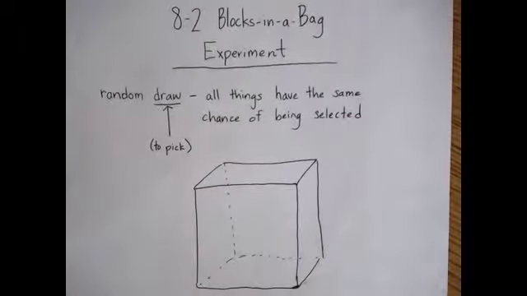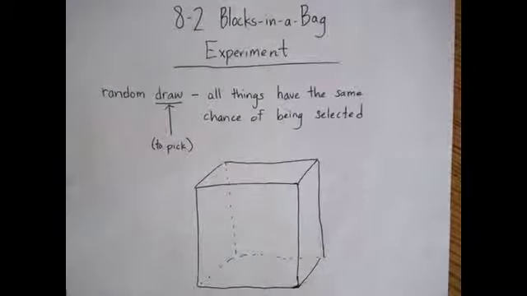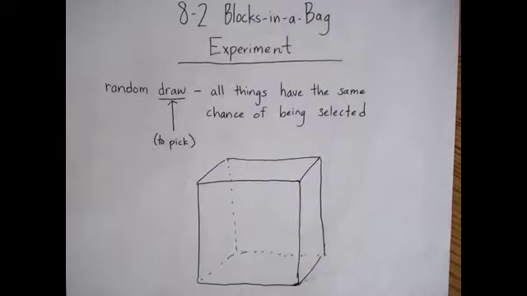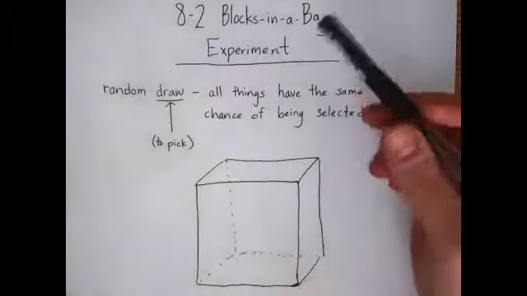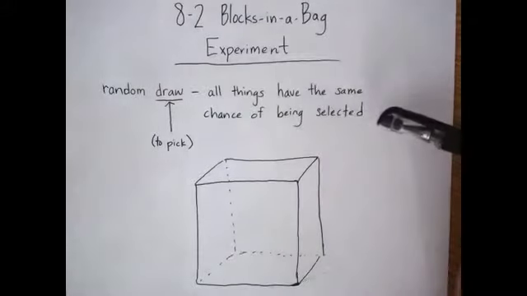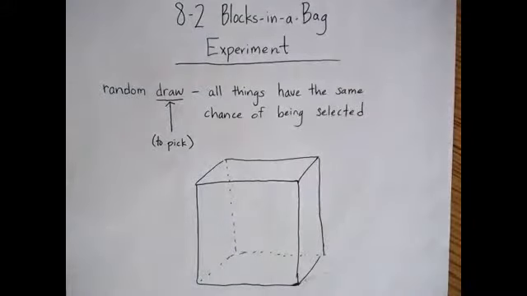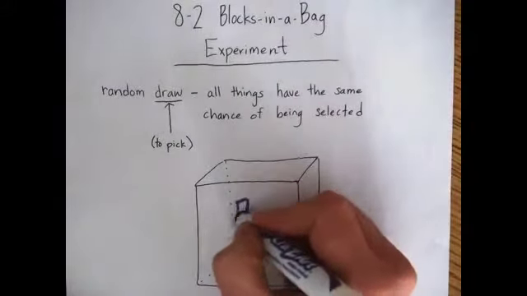This is lesson 8.2, Blocks in a Bag Experiment, a parent help video for grade 3 Everyday Math. We have one new vocabulary word for this lesson, and that is random draw. A random draw is where all things have the same chance of being selected. And in this case, draw is going to mean to pick.